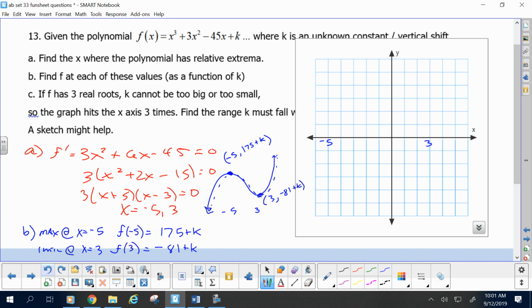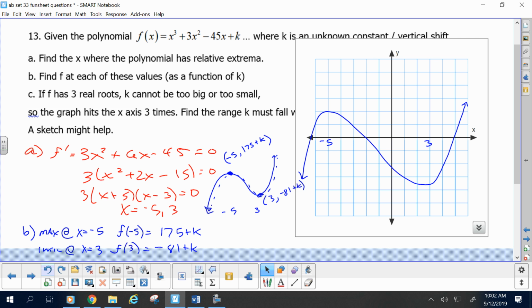All right, now let's draw a shape with a max at negative 5 and a min at 3. Let's say it looks like this. You down? You with me? Okay. Now, the question says, if f has 3 real roots, k cannot be too big or too small. To be fair to the BC kids, I gave you tons of hints. They didn't hear this. They were flying by. Okay. k cannot be too big or too small, so the graph hits the x-axis 3 times.